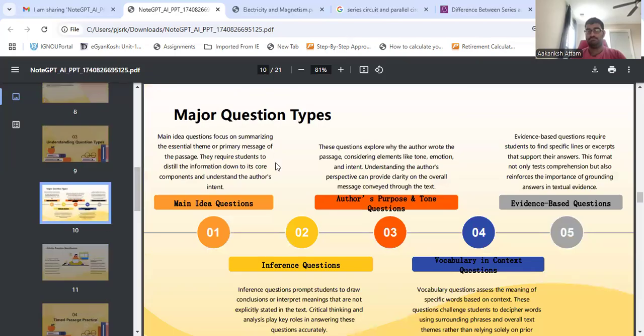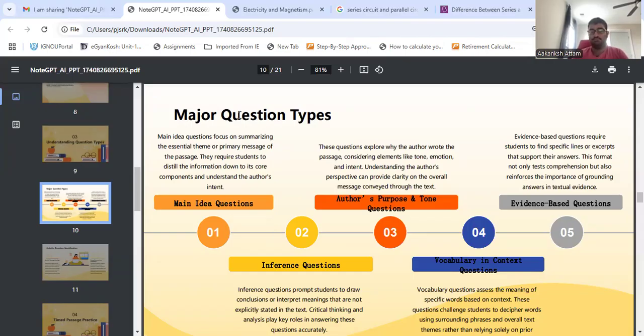Understanding question types. First of all, we will get main idea questions. In main idea questions, you need to summarize the essential theme, or extract the primary message of the passage. Here we need to distill the information down to the core components and understand the author's intent. What key message is the author trying to deliver through the passage?